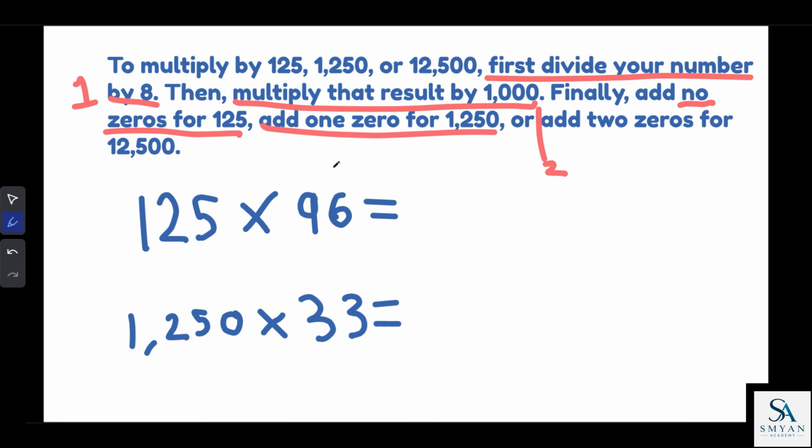And then finally add no zeros for 125. Add 1 zero for 1,250. Add 2 zeros for 12,500. So that is step 3. Might not make sense yet, but we'll dive into it as we solve.